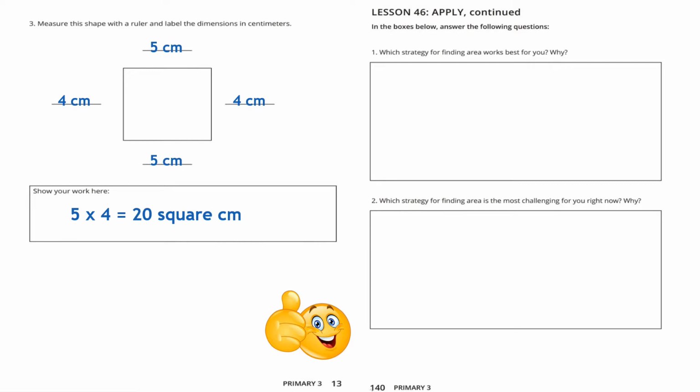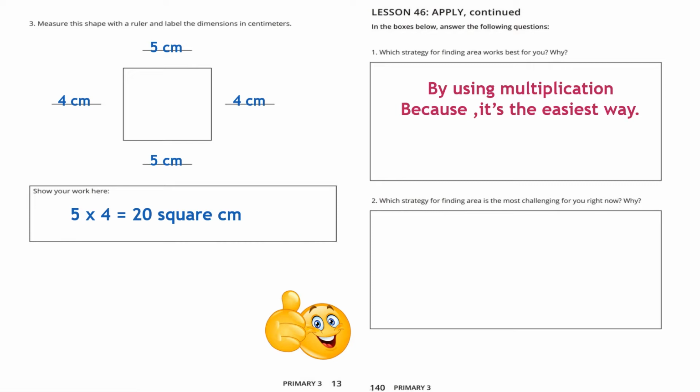Now, let's move to the next page. Which strategy of finding area works the best for you? Okay, and why? We said before, we can count, or we can use repeated addition, or we can use multiplication. For me, I prefer multiplication because it's the easiest way for me, and you can write anything you want. And number 2, which strategy for finding area is the most challenging for you? You can write if you want, or if you don't have any challenging strategy, you can leave it empty as it is.